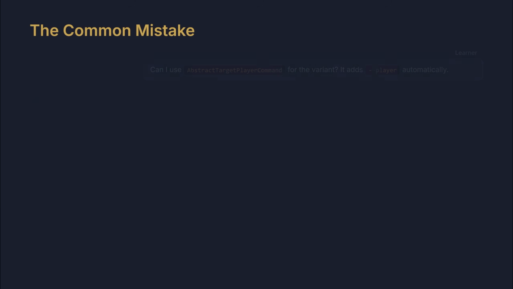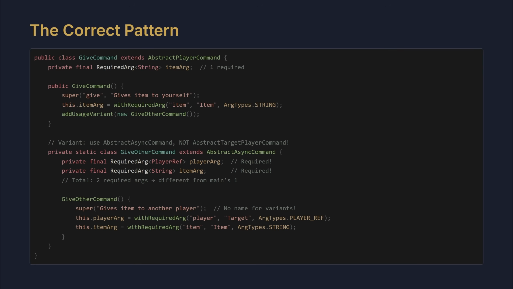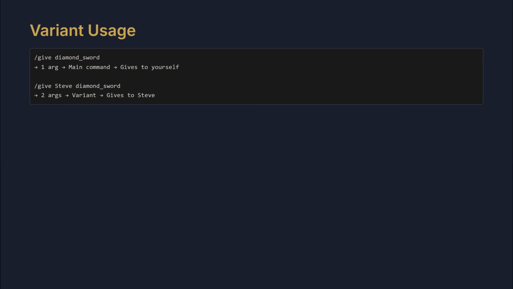Whoops, no, I jumped again. Then we define the add usage variant to new give other command, and inside give other command, now we can define something with the arguments we want to do. So in give other command, we have two required arguments, which is different from the main one. So this is how you would use it.